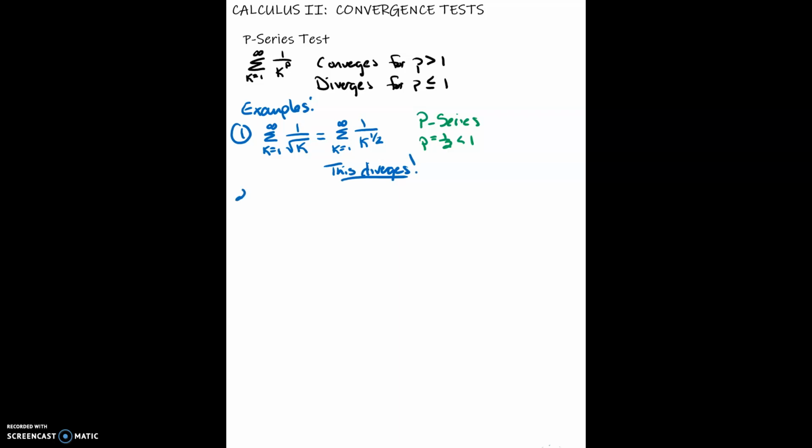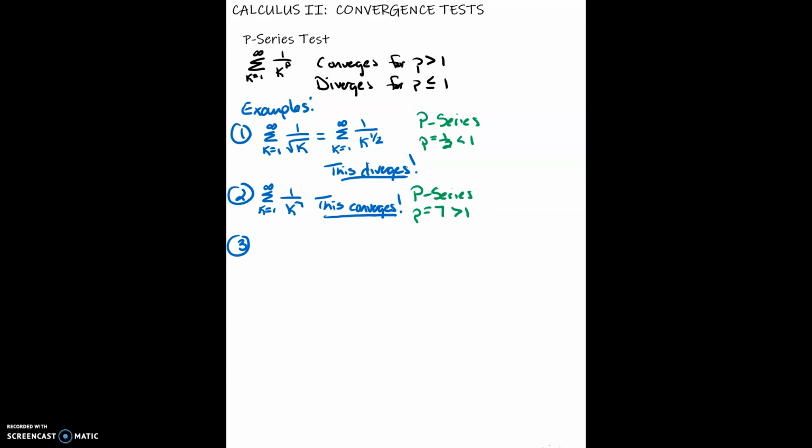Let's see if we can try another one. How about the sum as k goes from 1 to infinity of 1 over k to the 7th? Oh my goodness, couldn't get any easier. This one's absolutely p-series. In this case, our p-value is 7, which is very much greater than 1. So that tells us that this series converges. Now, I don't know what it converges to, but I do know that it converges. And right now, that's all we're interested in.